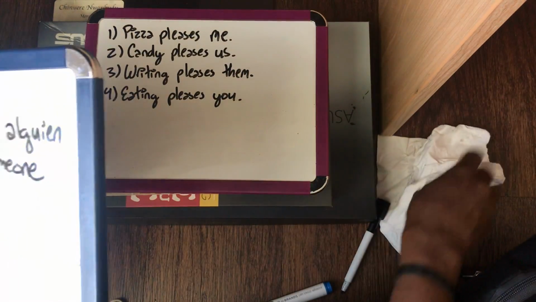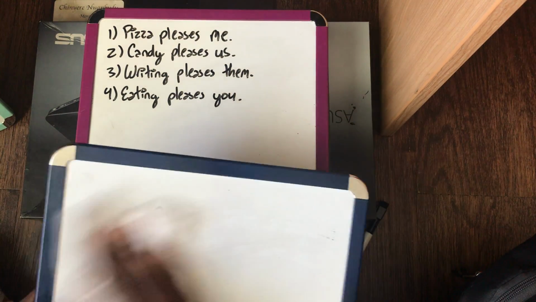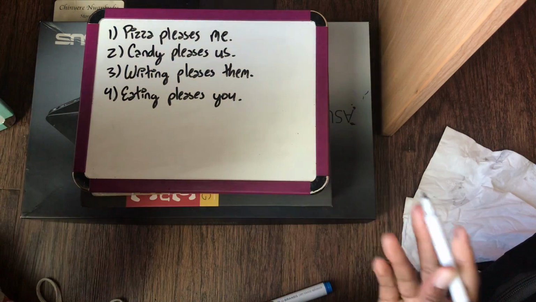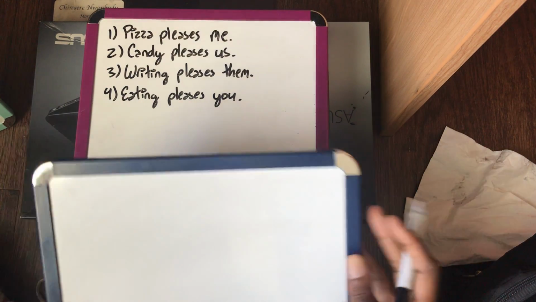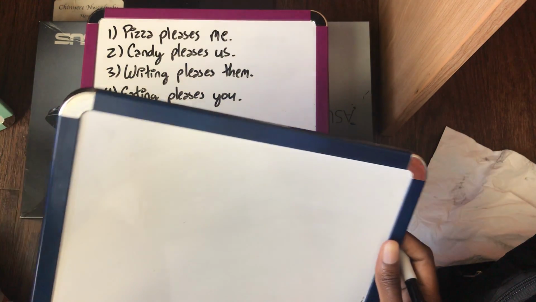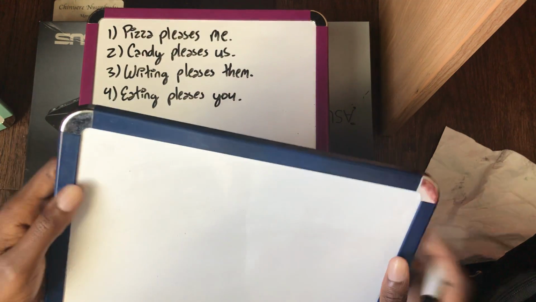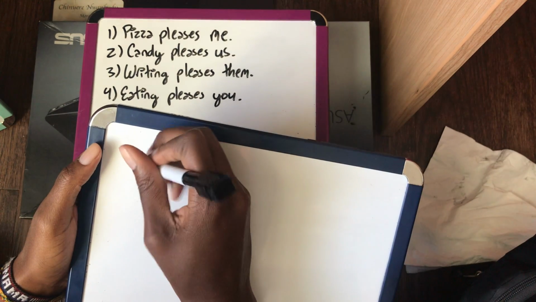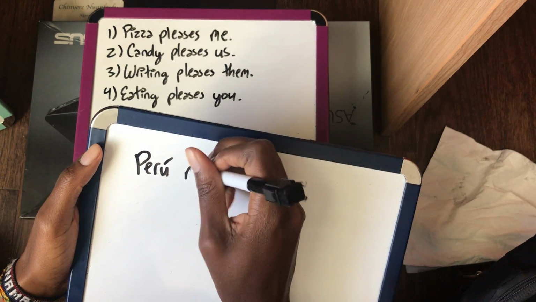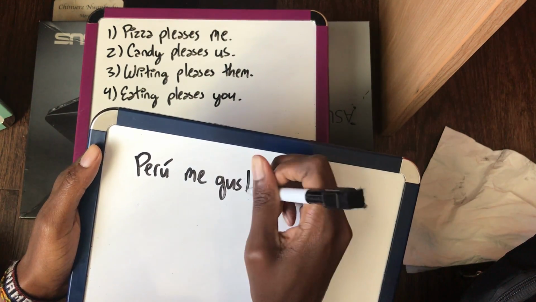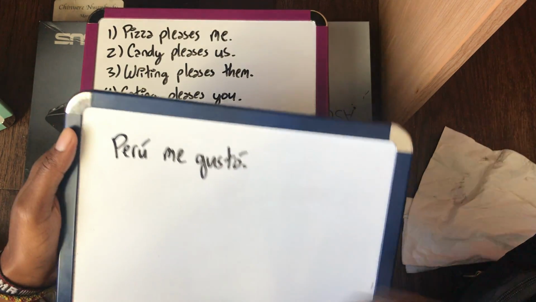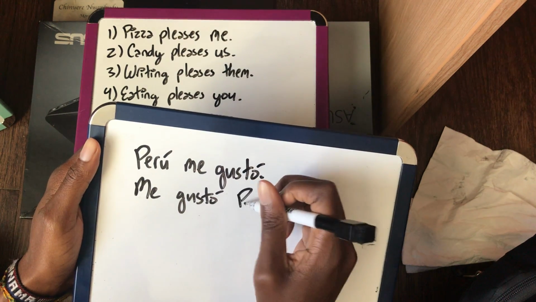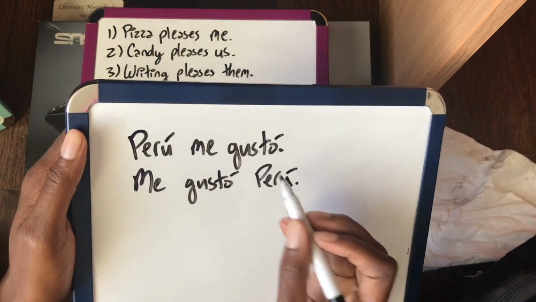Okay? And one last thing that I'll say is that gustar can be conjugated in, I think, all the tenses. Obviously, you're not going to see gustar as a command form. However, you can use it in the past tense. Did you like Peru? Or I liked Peru. Peru me gustó. Again, you can change the order and say me gustó Peru. This is preterite tense.